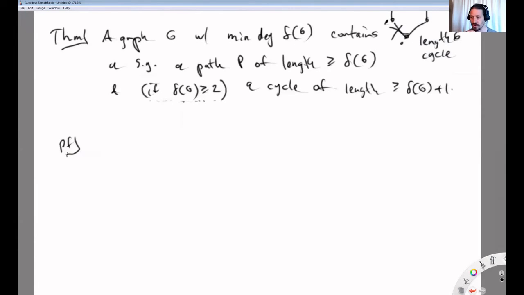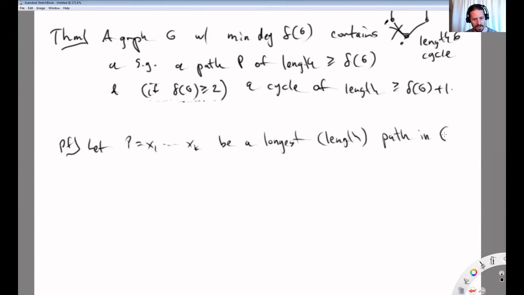In the last one, we took a shortest walk. Here, I'm going to take a longest path in G, okay? So let P equal x1 up to xk be a longest length path in G, okay? Like I said, whenever I talk about paths and talk about longest or shortest, I'm referring to the length, that property. Soon I will not use the term length anymore when talking about longest or shortest path.